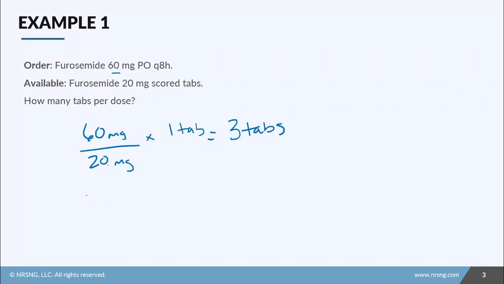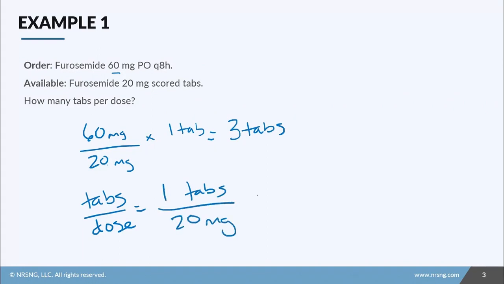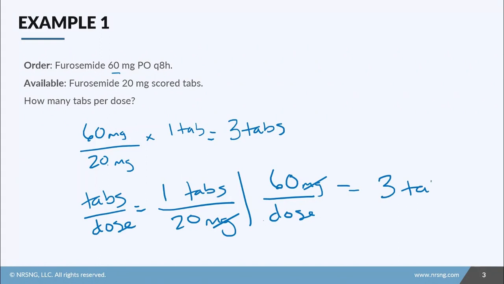Start with what we're looking for. We want to find tabs per dose. Transfer your units over, tabs. 1 tab is 20 milligrams. Transfer your units up. What do we know? 60 milligrams per dose. Cancel, cancel. Tabs per dose. 1 times 60 divided by 20 divided by 1 equals 3 tabs. Same thing, but 2 different ways to get there. It's completely up to you on how you want to do it.